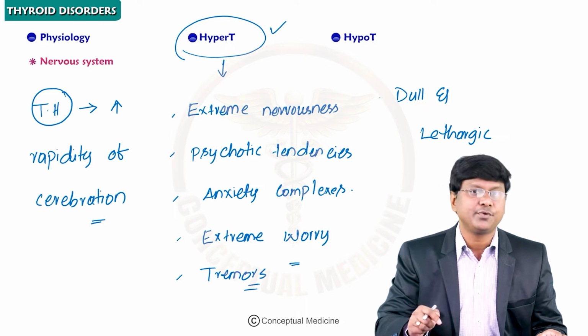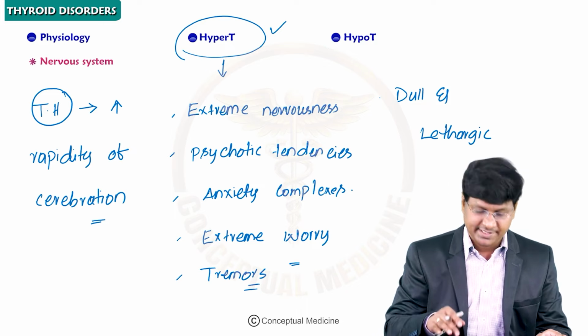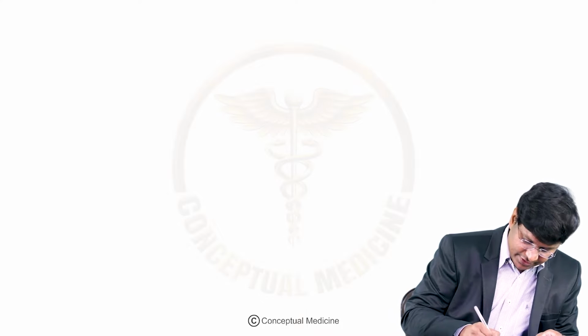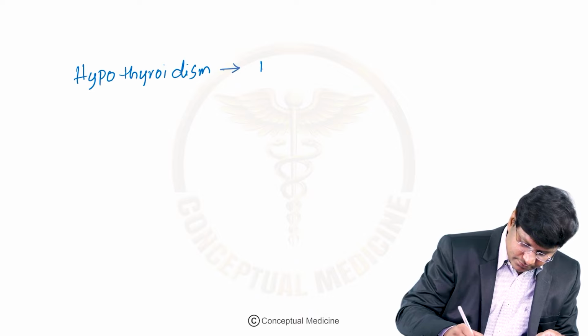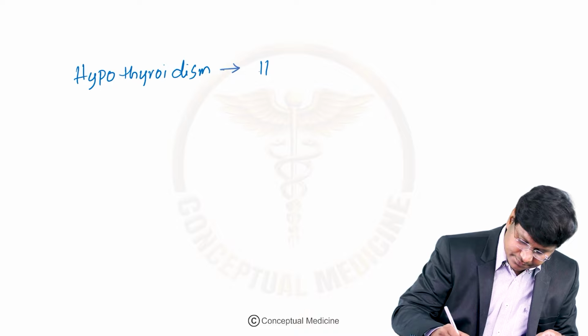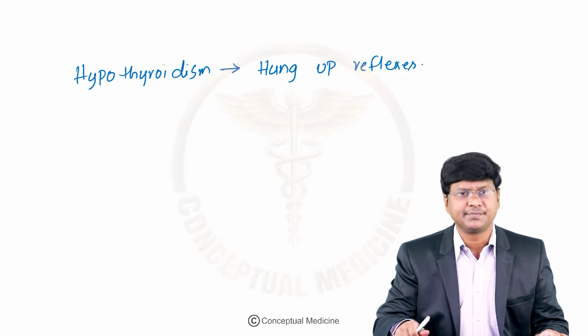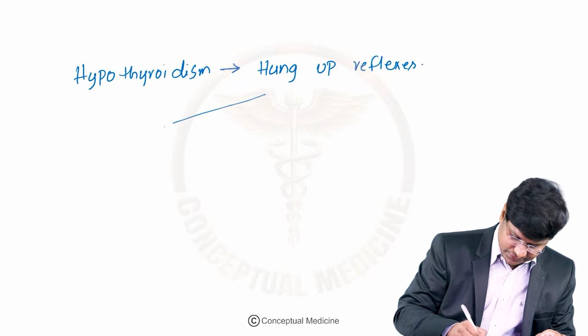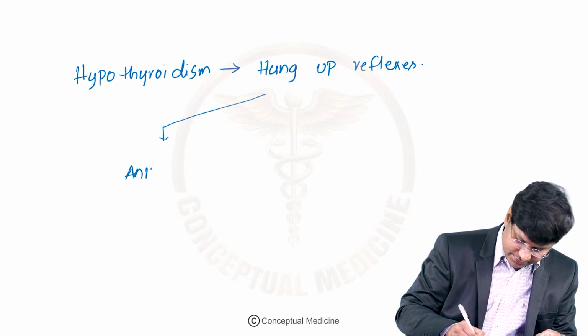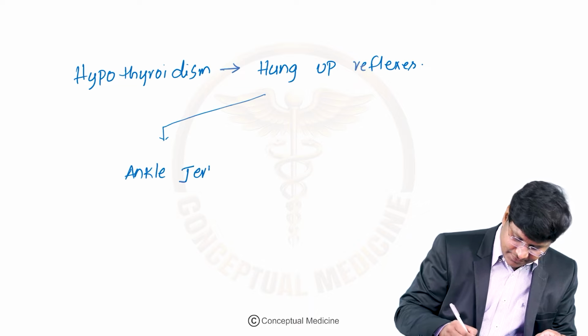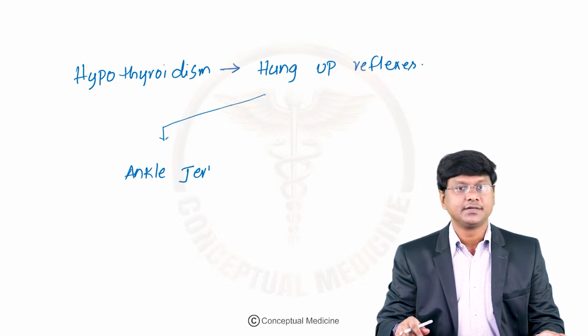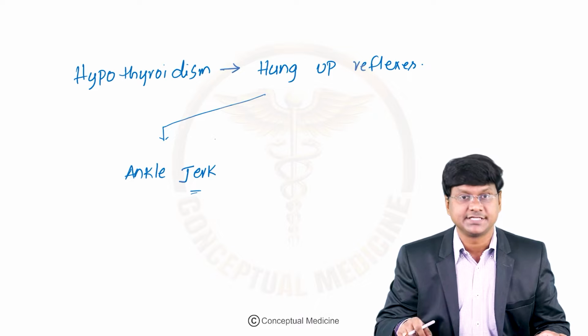And the very important CNS manifestation in hypothyroidism is that in patients with hypothyroidism, you have the presence of hung reflexes. Now, what is this hung reflex? You will have this hung reflex over the ankle jerk. And what is this particular hung reflex within the ankle jerk?